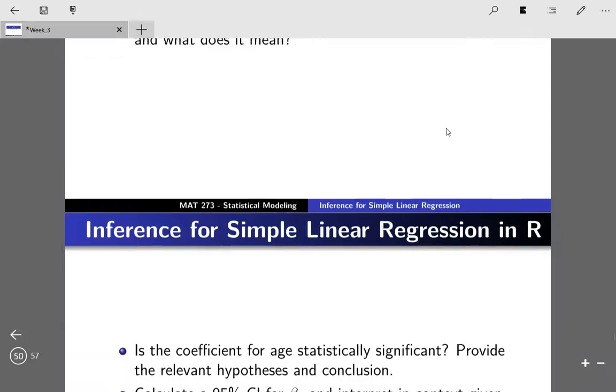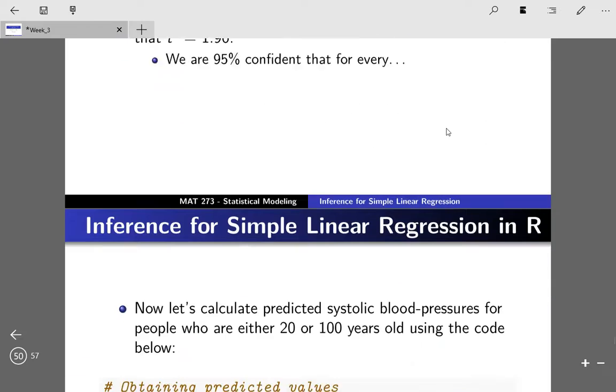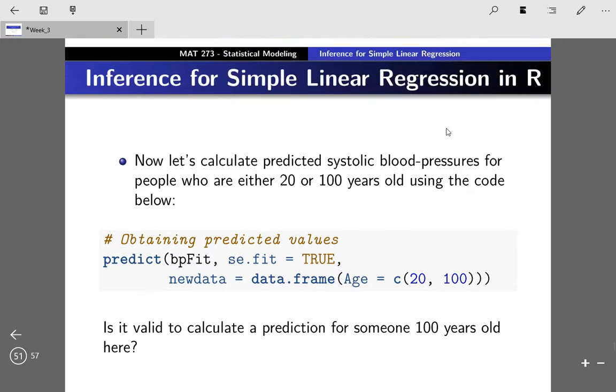All right. Sorry, I'm scrolling quickly. So now, we calculated a confidence interval for the slope. We can also calculate a prediction interval. And specifically for someone who's 20 years old or 100 years old, we can get a prediction interval for their systolic blood pressure, a reasonable range of blood pressure values we think they'll fall in.